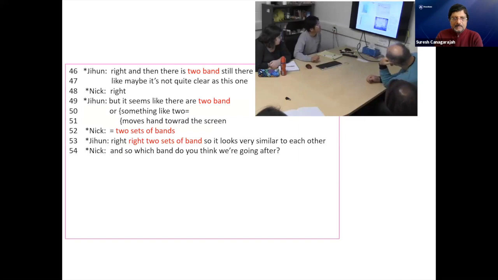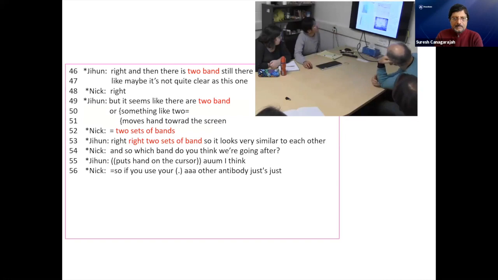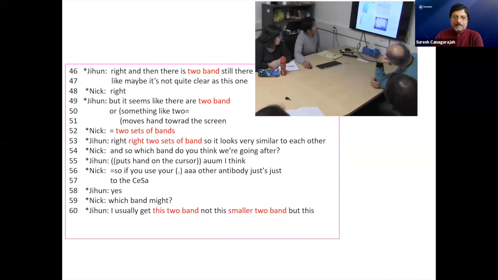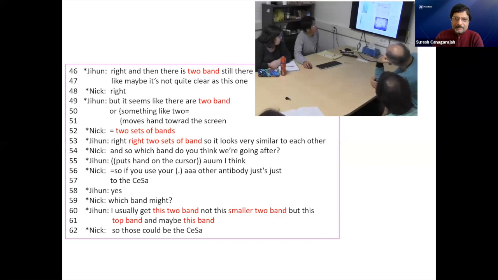I think, so if you use your other antibody that's just to assess it, yes. Which band lines up? I usually get these two bands. Not this smaller two band but this top band, maybe, and this band. So those could be the assay possible.